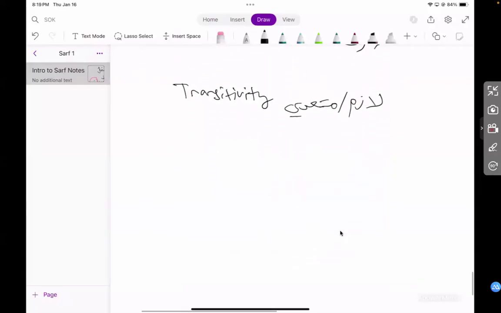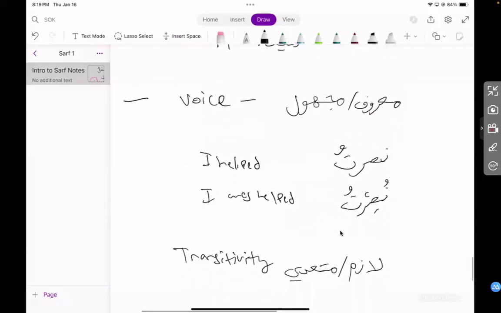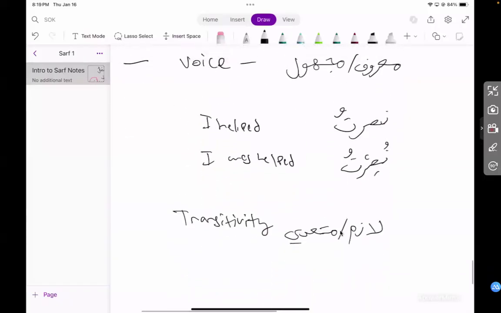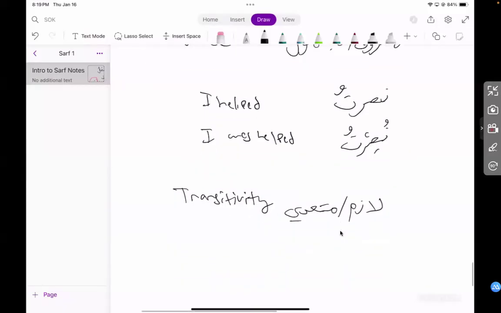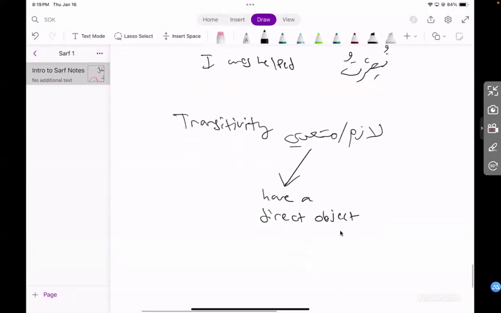When you're coming to lazim and muta'addi, I'll just leave this for a second if anybody wants to copy it. When we're coming to lazim and muta'addi, right, this means that some verbs will require objects or will have objects, right? So muta'addi means it will have a direct object, right? For example, darabtu.